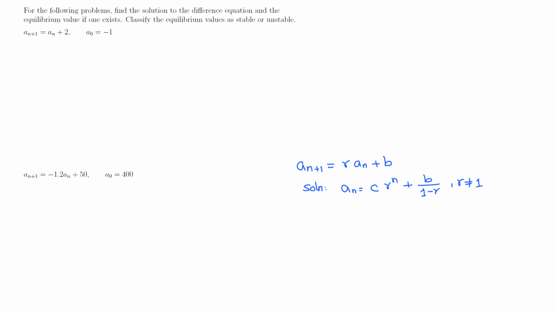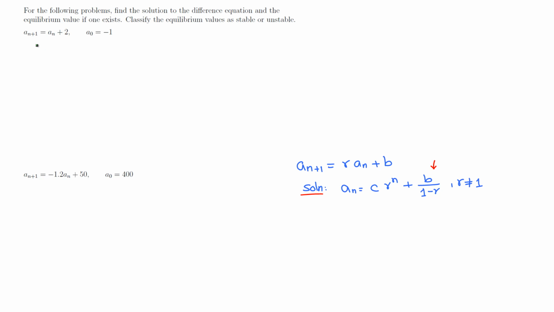If we look closely here, when we have a system like this, a_{n+1} = r a_n + b, then the solution is given by this if r is not equal to 1, and this part is the equilibrium value if r is not equal to 1. But in our question here, r is 1. So when r is 1, then this b should be 0 for equilibrium value to exist.